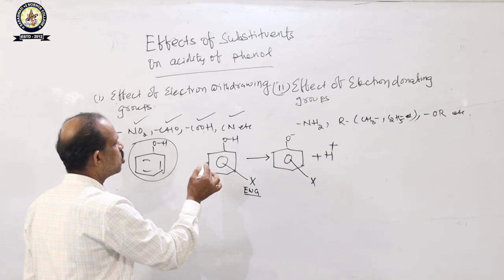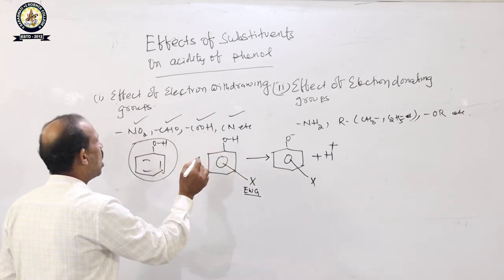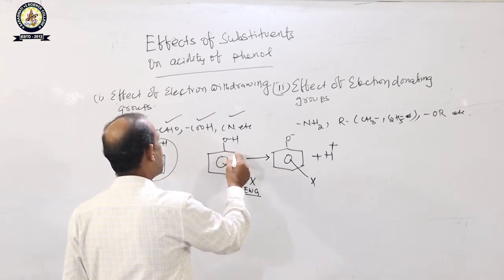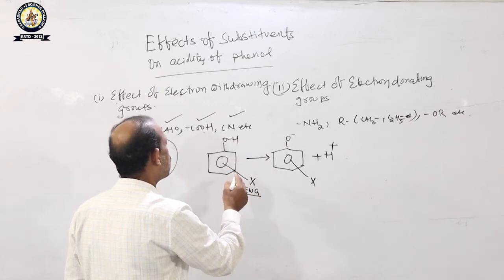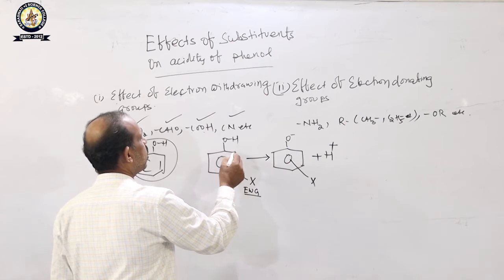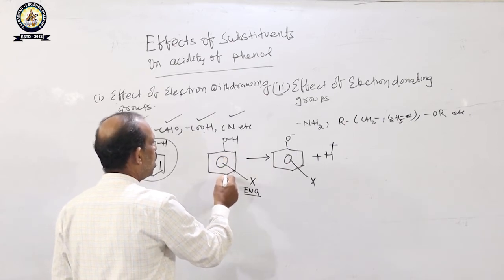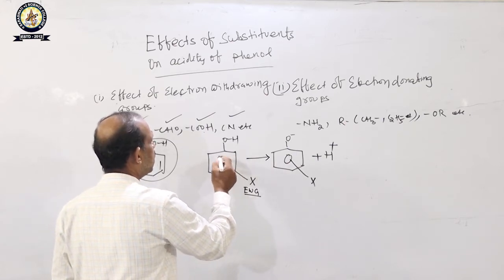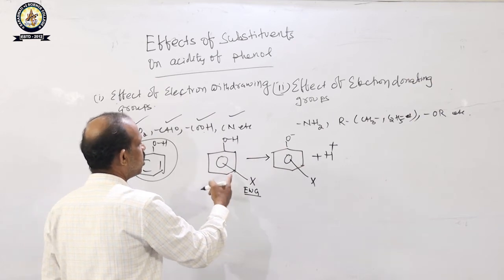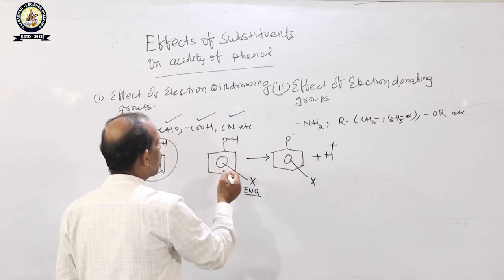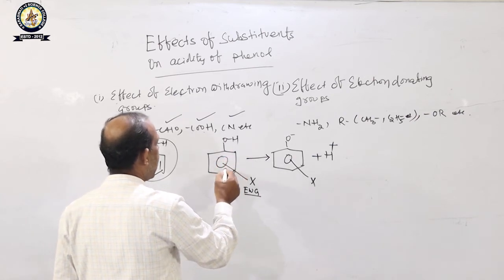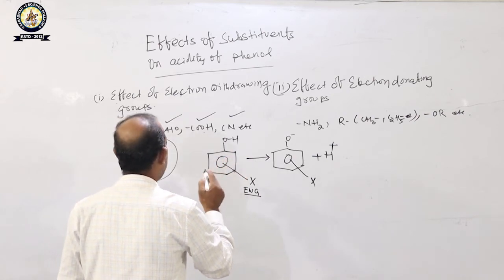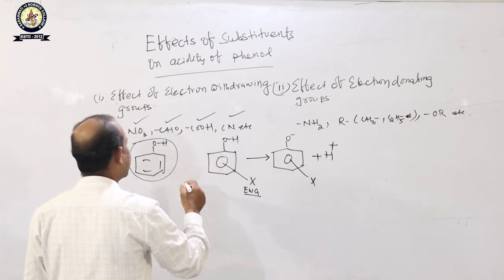Whenever an electron withdrawing group is present, which position should be more affected? That means whether the ortho position or meta position or para position. Whenever an electron withdrawing group is present at ortho and para position, it will be more effective than at meta position, because the charge will be developed at the ortho position and at the para position.